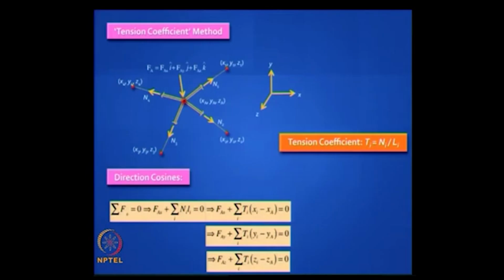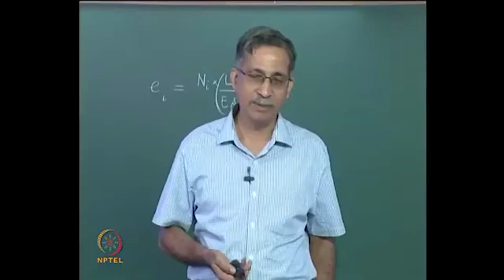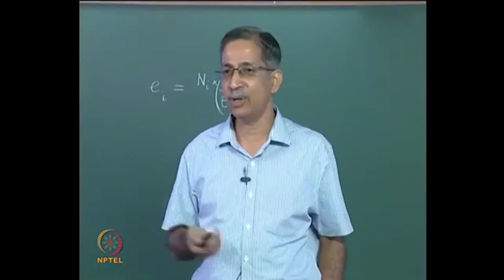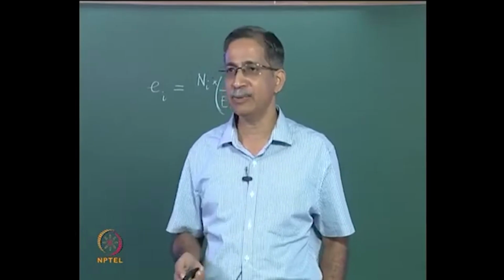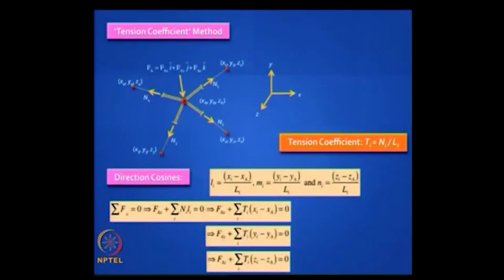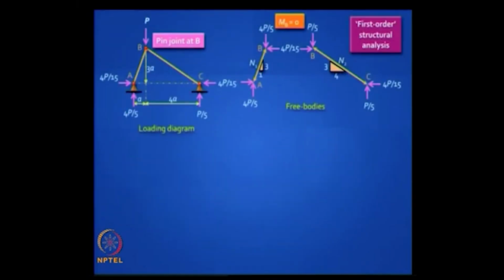This is the way you would probably do it if you had to use a computer to solve the problem, because you do not take any shortcuts, you just go through it and solve a series of simultaneous equations, and you can make use of the direction cosines L, M and N for each bar. There is a systematic way of doing it. We are done with trusses for the time being.